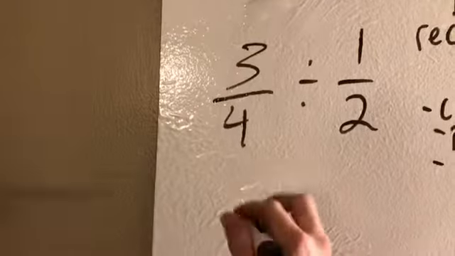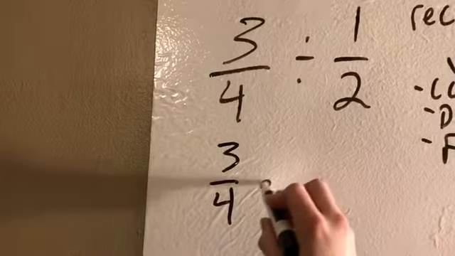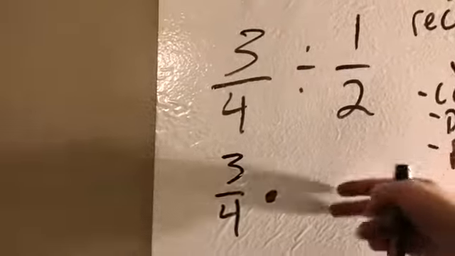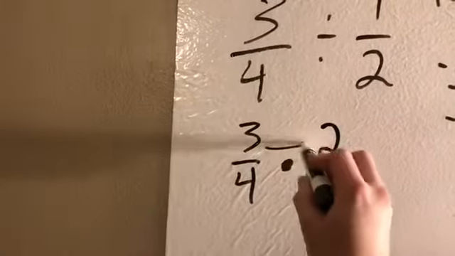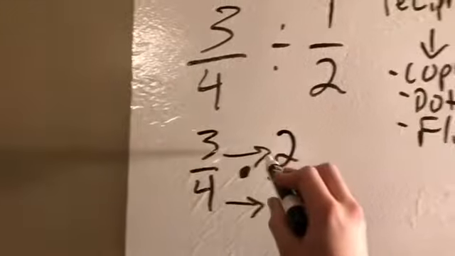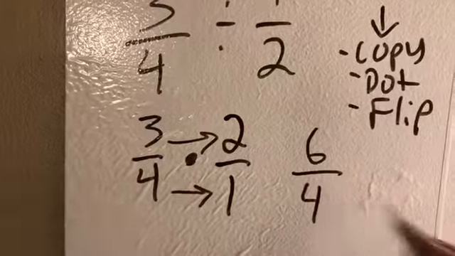We're going to copy the first fraction the exact way it is. Turn your division into a multiplication dot, then flip your second fraction. And now since it's multiplying, we go straight across. 3 times 2 is 6. 4 times 1 is 4.